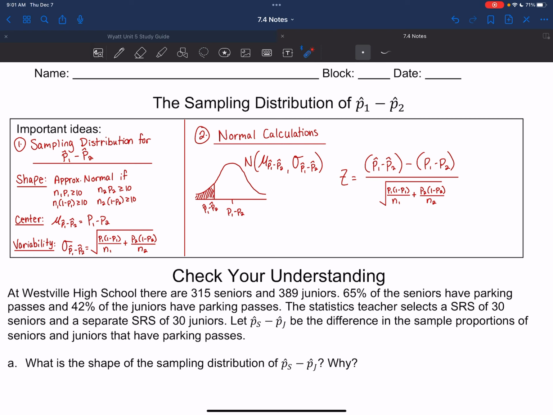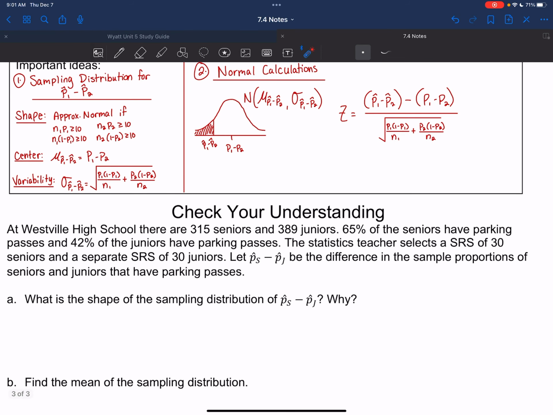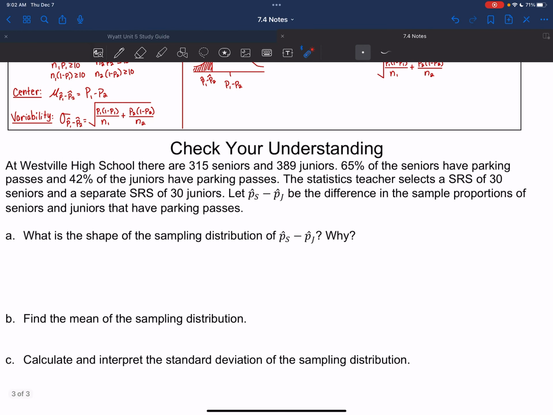Okay, so if we're going to check our understanding, it says at Westville High School there are 315 seniors and 389 juniors. 65% of seniors have parking passes, and 42% of juniors have parking passes. The statistics teacher selects a simple random sample of 30 seniors and a separate simple random sample of 30 juniors. Let p hat sub s minus p hat sub j be the difference in the sample proportions of seniors and juniors that have parking passes. What is the shape of the sampling distribution of p hat sub s minus p hat sub j, and why?